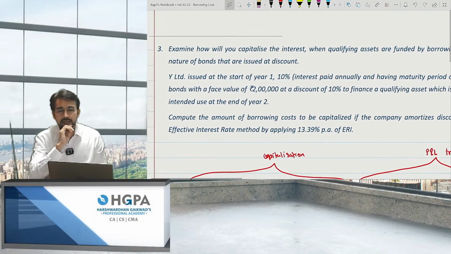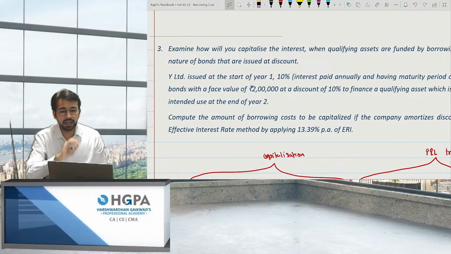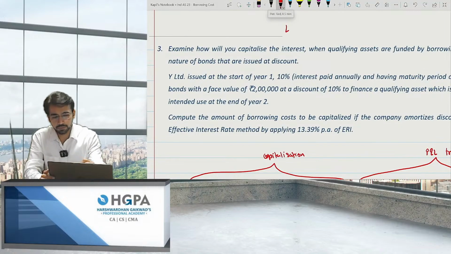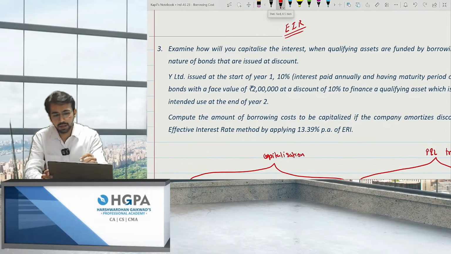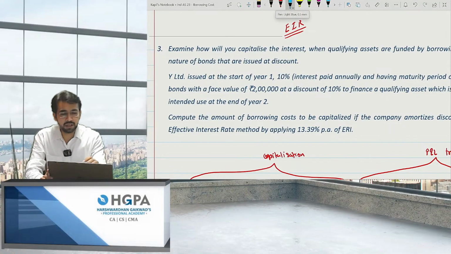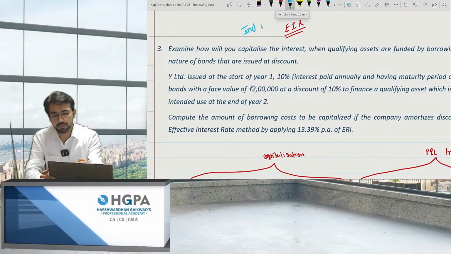Okay. Now this is the case where EIR is used. EIR is nothing but the effective interest rate. As I told you, it will be clearly given. But whenever the EIR concept is given, you have to make the LAT. What is LAT? The loan amortization table. That is nothing but the concept of IND AS 109, financial instruments.